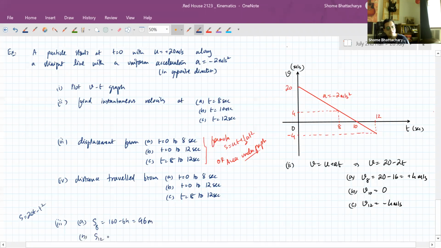Displacement after 12 seconds. So that is also coming out to be 96 meters. Okay. And that shows you that what is happening is that the displacement from 8 to 12 seconds should be 0. Okay, now I'll show you the area-based method also in just a moment.